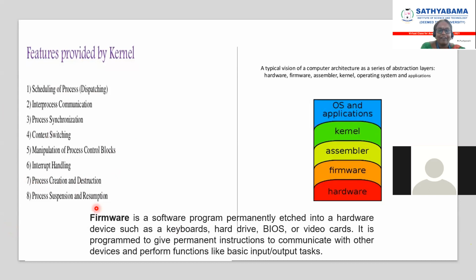And they have given how the kernel will be there: hardware, firmware, assembler, kernel, OS which is my RTOS, and applications. So you all know the hardware component. Firmware is nothing but a software program permanently etched into your hardware. Like whenever I connect my keyboard, automatically it will detect these are the keys. When I press a key, according to ASCII, if A is pressed it will display the A. So that is nothing but a software program, but permanently etched into the hardware. Are you clear? It will identify easily.